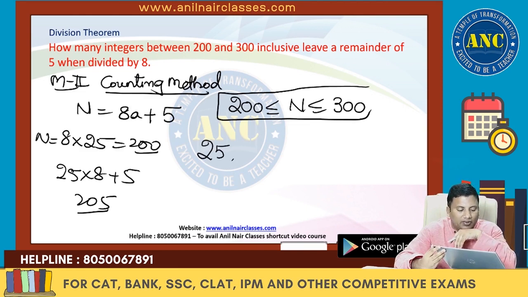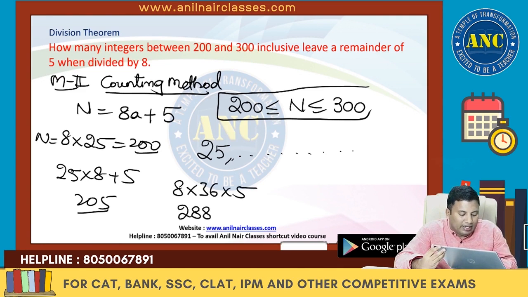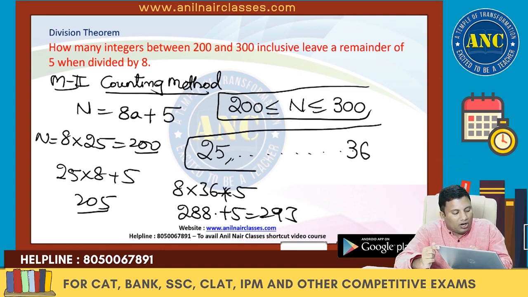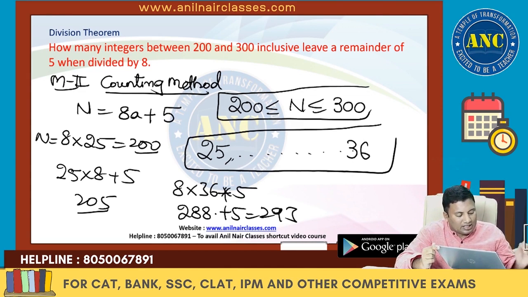25 onwards it will start, 25 and so on. Up to which value should we stop at? Suppose I take 36 plus 5: 8 times 36 is 288, 288 plus 5 is 293, 293 plus 8 is 301. So I should stop at 36. Directly I got 25 to 36.